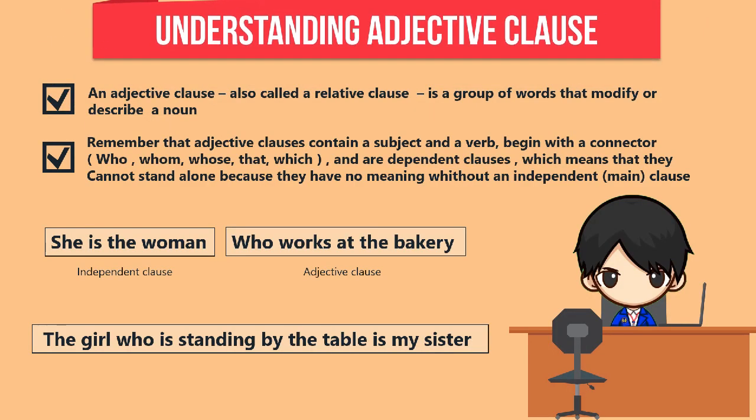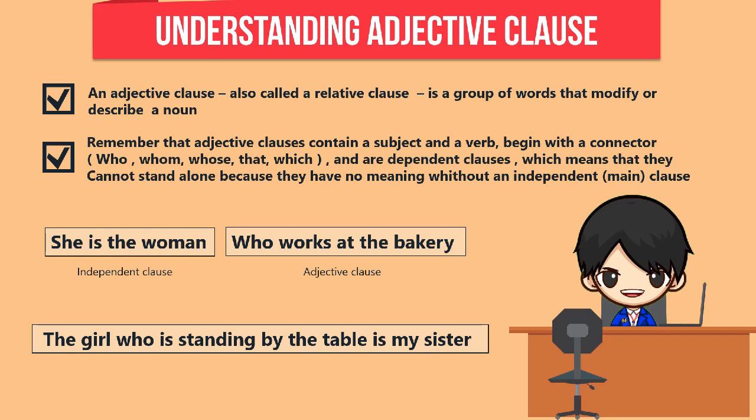Understanding adjective clause. An adjective clause, also called a relative clause, is a group of words that modify or describe a noun. Remember that adjective clauses contain a subject and a verb. Begin with a connector. You may use who, whom, whose, that, which, and are dependent clauses, which mean that they can't stand alone because they have no meaning without an independent main clause.